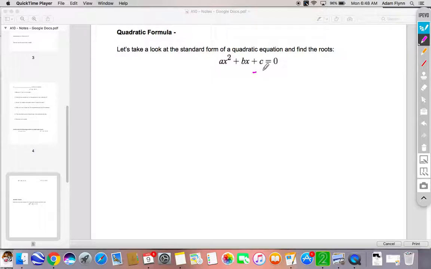So first step, we'll subtract our constant, get them all on one side. So c's cancel here. We're left with ax squared plus bx equals negative c. Now we want the coefficient of our quadratic term, so this a here, to be 1. So in order to do that, I'll divide everything by a.